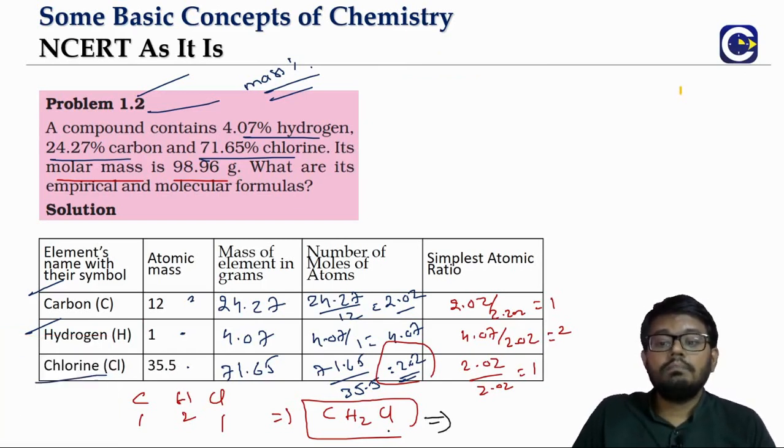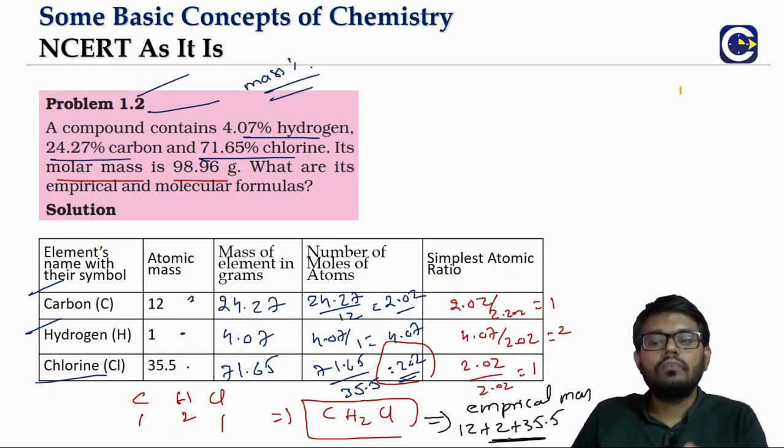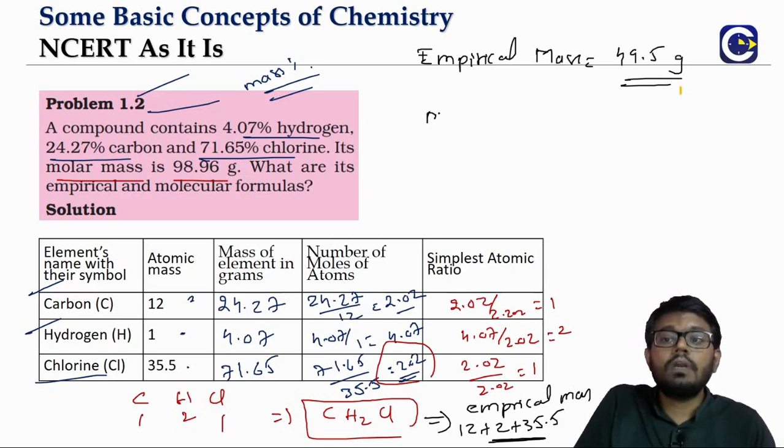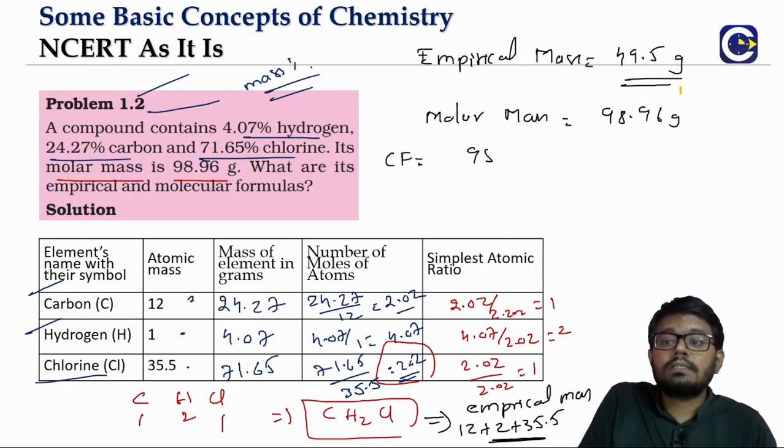Based on the empirical formula, we can find the empirical mass. So what will be the empirical mass? See here we have 1 carbon, 12, 2 hydrogens, 2, 1 chlorine, 35.5. What is it totally? This will be 14 plus 35.5. The empirical mass in this case will be 49.5 grams. What is the molar mass given to us? 98.96 grams. So the common factor is the molar mass divided by the empirical mass.